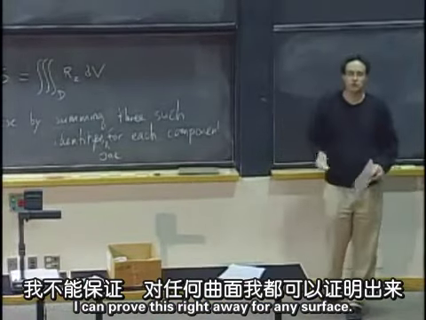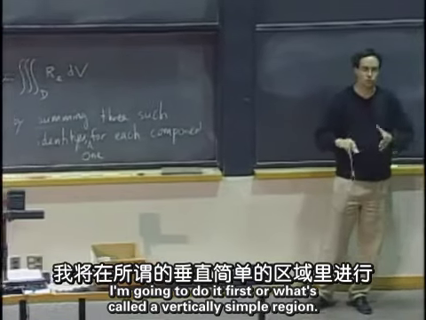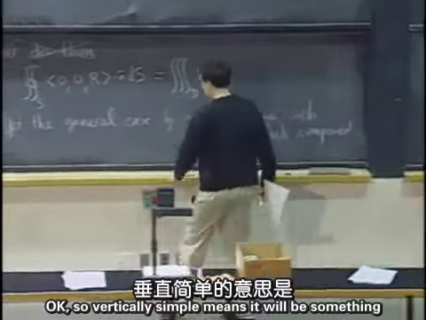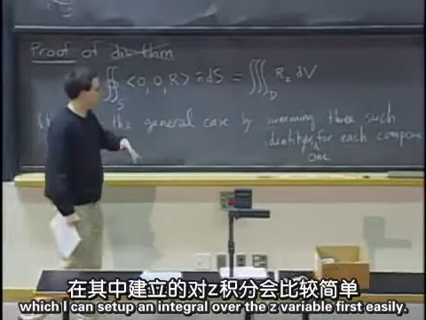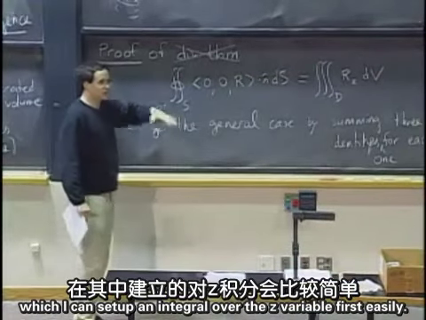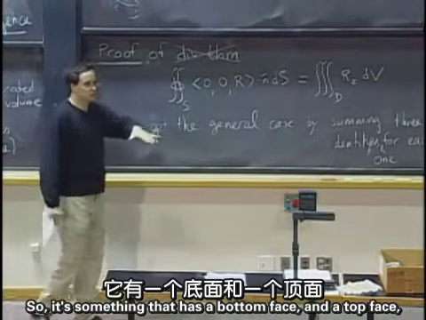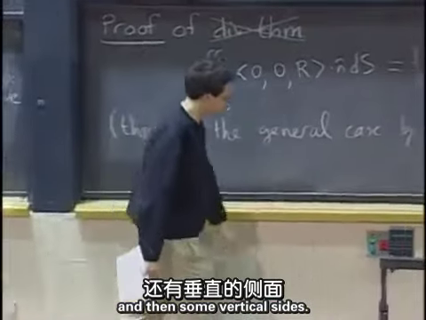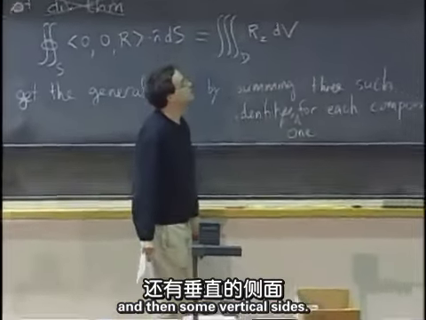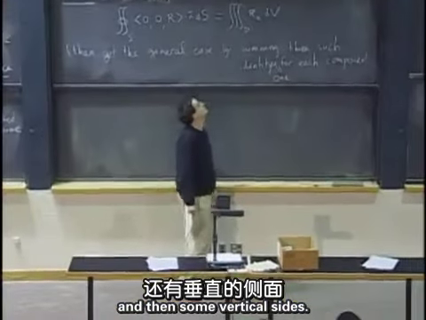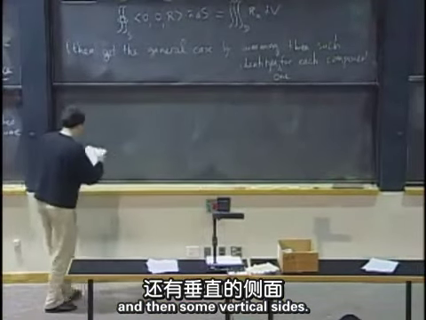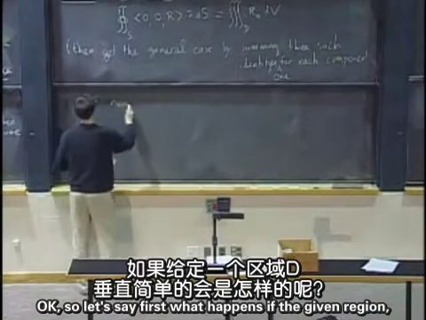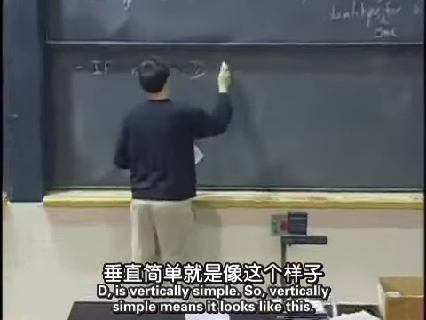away for any surface. I'm going to do it first for what's called a vertically simple region. Okay, so vertically simple means it will be something on which I can set up an integral over the z variable first, easily. So it's something that has a bottom face and a top face, and then some vertical sides. Okay, so let's look first at what happens if the given region D is vertically simple.